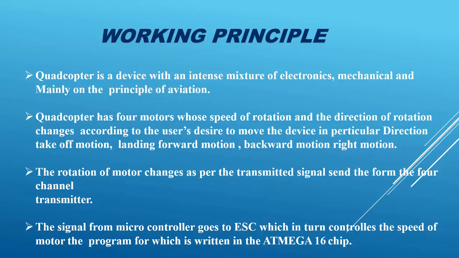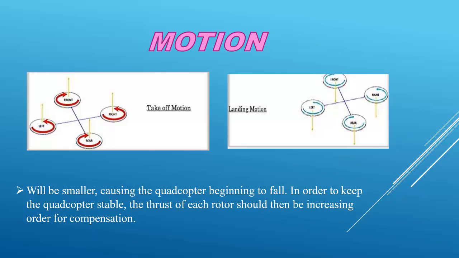The program is written in an ATmega16 chip. This ATmega16 chip is the microcontroller. Microcontroller, if you don't know what that is, you basically know that Arduino has an ATmega chip. Here's the motion control. You can see, to take off, 2 has to go left, 1 has to go right, rear, and this. And landing motion, left, front, right.